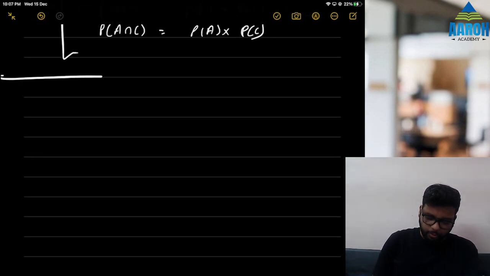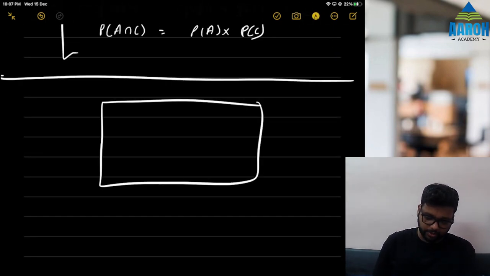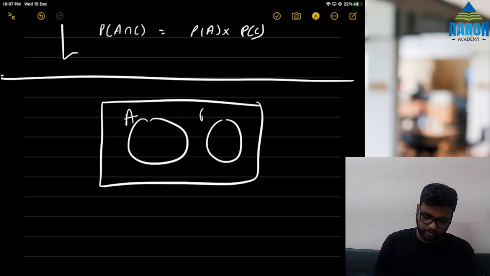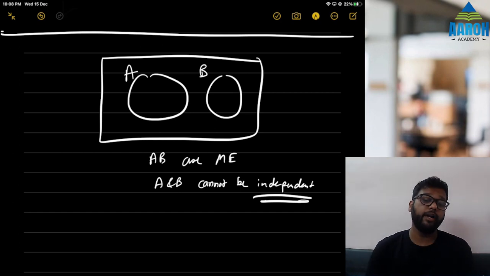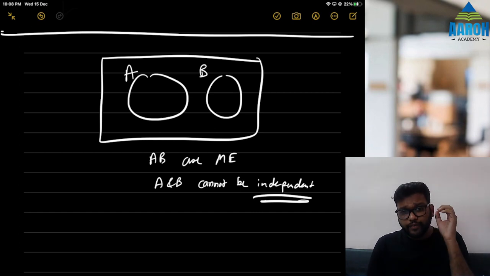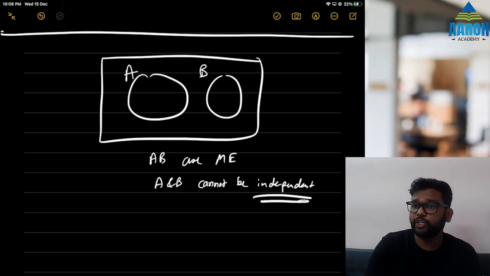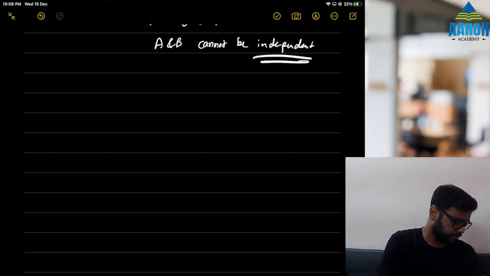Now one more point to remember is, if 2 events A and B are mutually exclusive, then A and B cannot be independent. They are always dependent on each other if they are mutually exclusive. So this is again good from an MCQ point of view. If 2 events are mutually exclusive, then they cannot be independent. Okay, fine. Next.